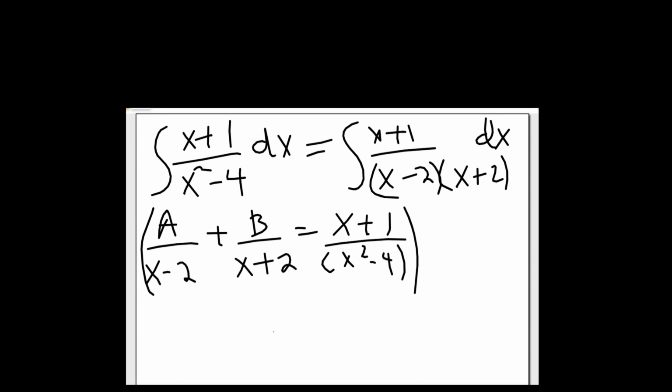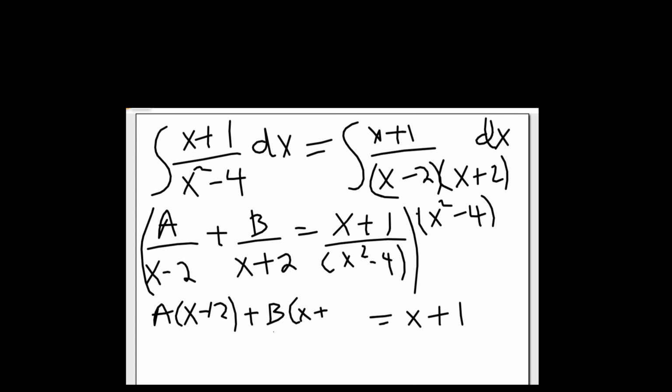So we're going to take this whole expression and multiply it by x squared minus 4. So on the right side, that's just going to cancel out with the denominator. So we'll just have x plus 1 on that side. And then on the left side, when we multiply a over x minus 2 times x squared minus 4, the x minus 2 factors are going to cancel out. So we'll just have a times x plus 2. And then when we multiply b over x plus 2 times x squared minus 4, the x plus 2 factors are going to cancel out. So we're just going to have b times x minus 2.